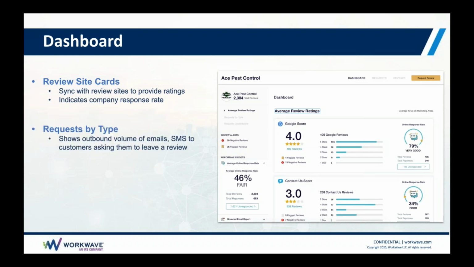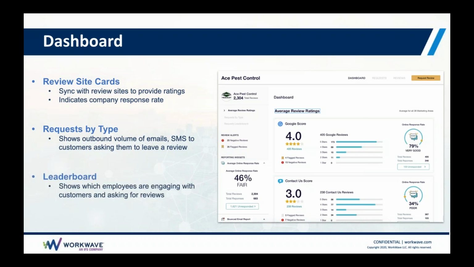Now also, though not pictured on this specific screenshot, you'll be able to show your requests by type. So for instance, the outbound volume of emails. How many emails are you sending? How many SMS messages are you sending? Volume is a great indicator for how many reviews you're going to get. And you want to be able to take a look at this, especially as you're sending the automated reviews and as you're sending manual reviews from PestPack Mobile or the desktop.